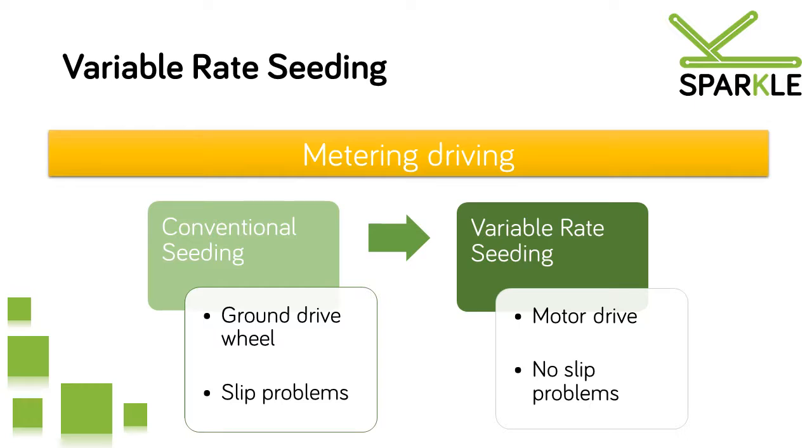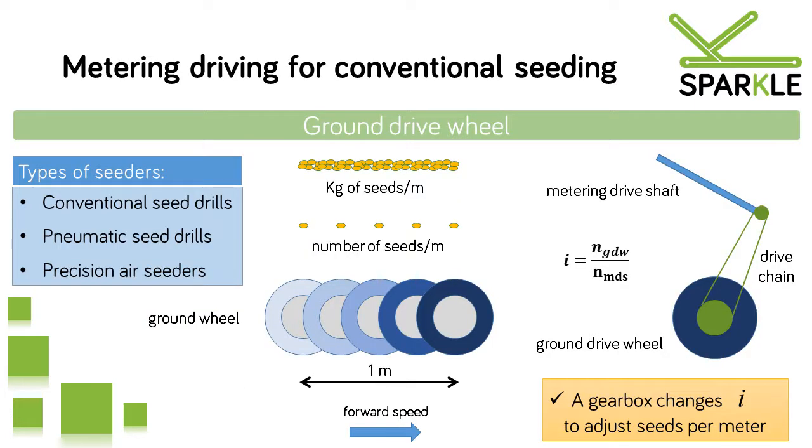The variable rate application has evolved from a ground wheel drive to a motor drive system that operates directly and individually on its seed metering unit. A major advantage is that with no ground drive wheel, under application due to slippage is avoided. The three typical seeders are conventional seed drills, pneumatic seed drills, and precision air seeders. All of them can be adapted to variable rate seeding.